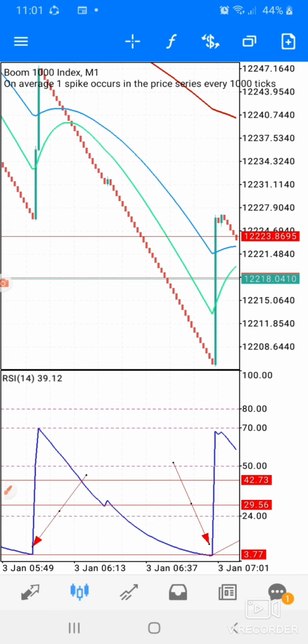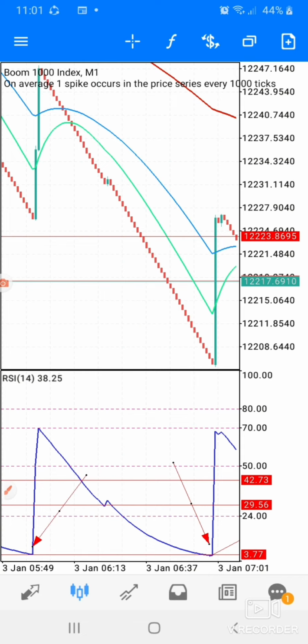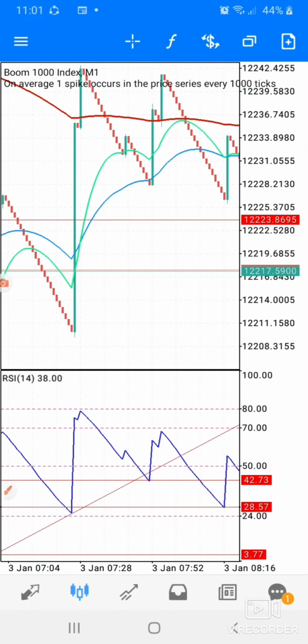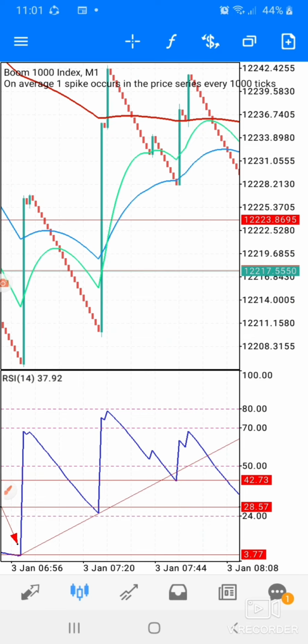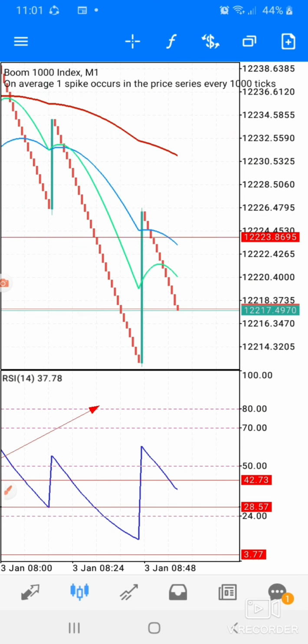But in most cases, this use of the RSI normally applies when it's a ranging market. When the market is doing a correction or there is a consolidation, it's not trending. But once the market starts trending, that's when you have to use the RSI, for example, here. You now use your RSI to draw trend lines, and you'll be able to catch more spikes.